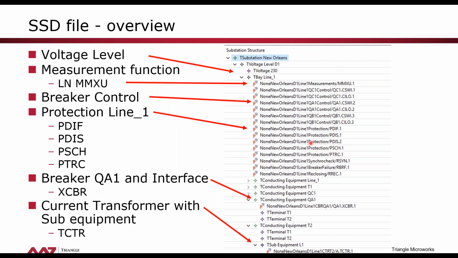and the trip logic. We also see, as an example down here, the conducting equipment of the breaker with the logical node XCBR being the breaker interface. And we also see a conducting equipment transformer with sub-equipment per phase. And here we see a logical node TCTR representing the interface of the phase A. And with that, we have created our specification.